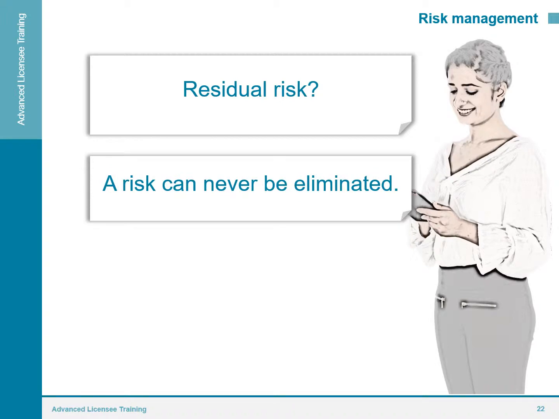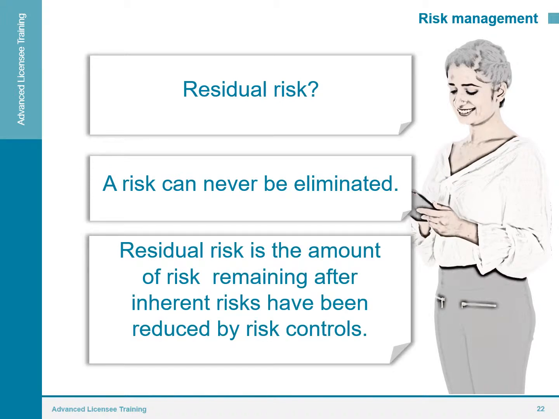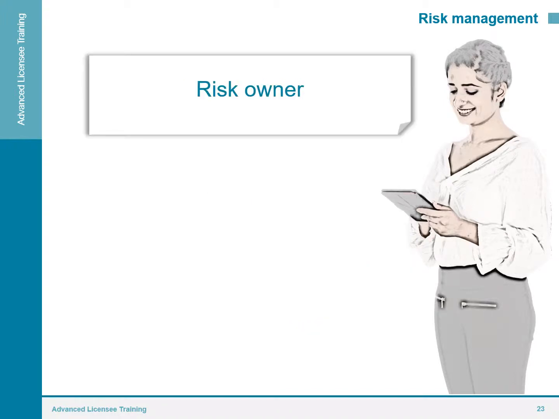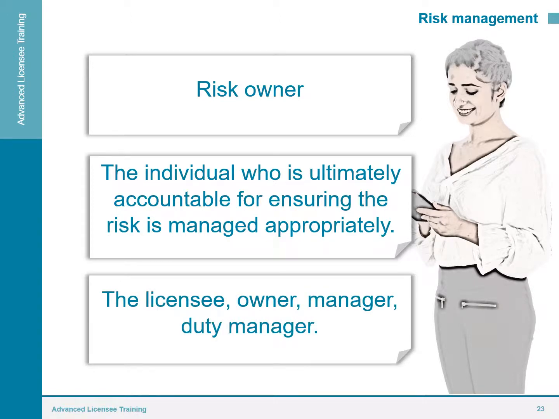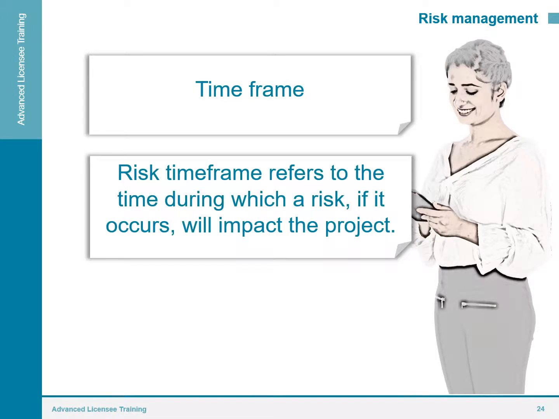Residual risk. A risk can never be eliminated. Residual risk is the amount of risk remaining after inherent controls have been reduced by risk controls. That means you can put all the controls in place you like, but that risk is still there. That is your residual risk. You can reduce it, but it's still there. The risk owner. The risk owner is the individual who is ultimately accountable for ensuring the risk is managed appropriately. The licensee, the owner, the manager, or the duty manager. The time frame. Risk time frame refers to the time during which a risk, if it occurs, will impact the project.